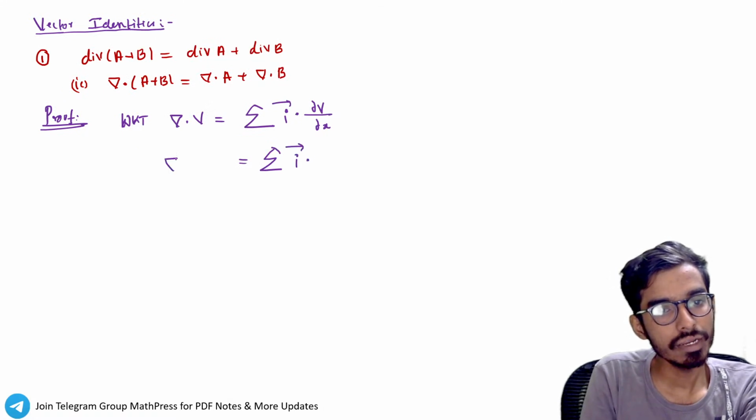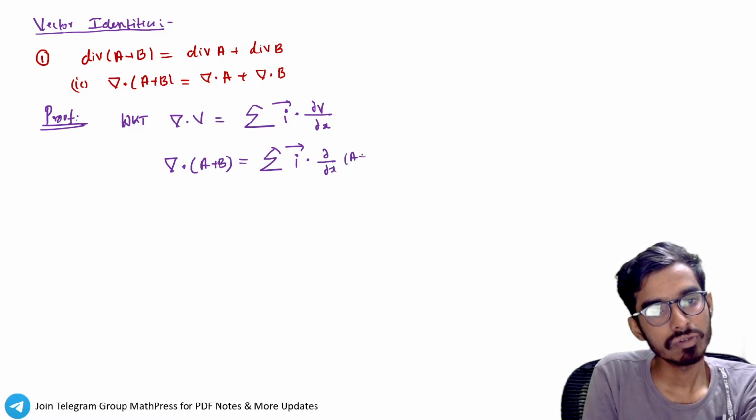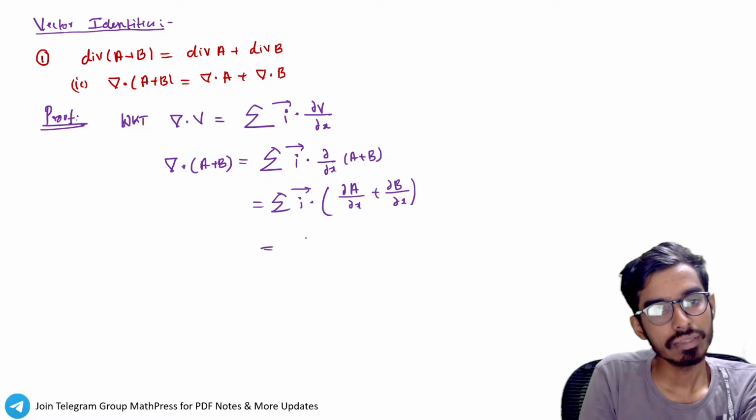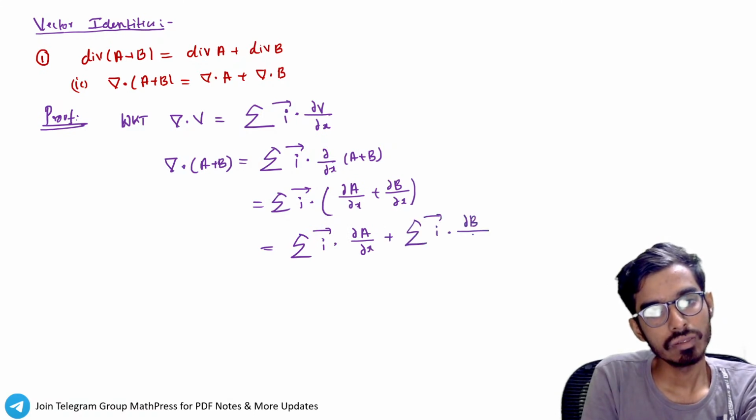Now we need to find del dot (a plus b). So instead of b, I'm going to replace it with a plus b. This is summation i dot dou a by dou x plus dou b by dou x, right? This will be summation i dot dou a by dou x plus summation i dot dou b by dou x.